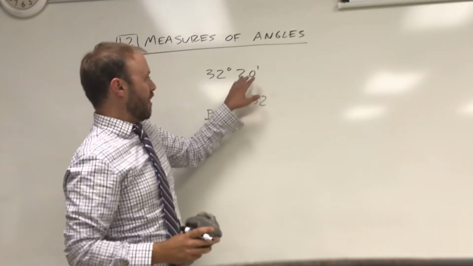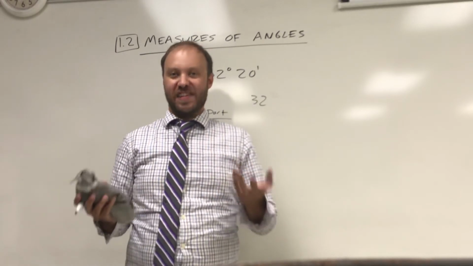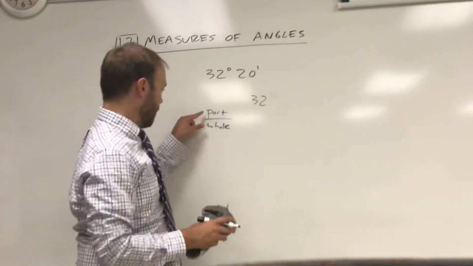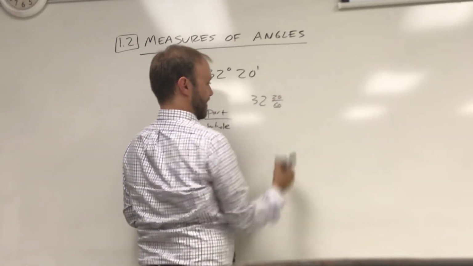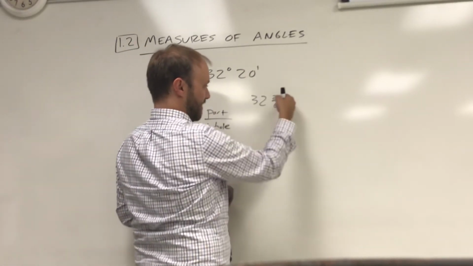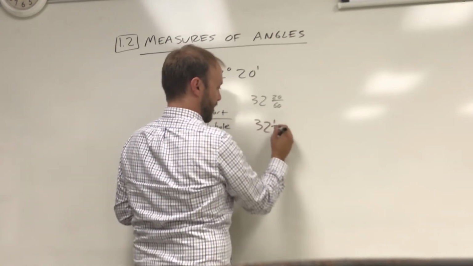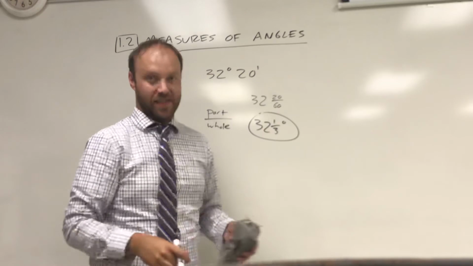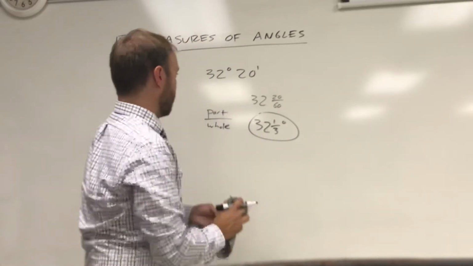We now have 20 minutes out of a total possible of 60 minutes, okay? Part over whole. You've got 20 out of a total of 60. You should simplify that fraction, okay? That's the fraction 1/3, and we can write that as 32 and 1/3 degrees, and that's basically how you can write a fraction using degrees, okay?